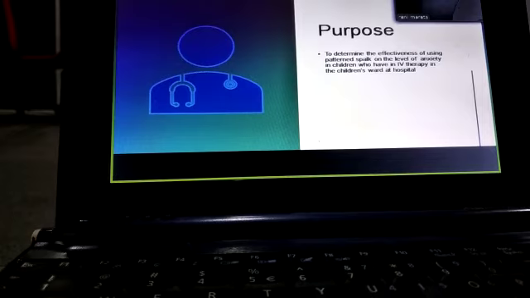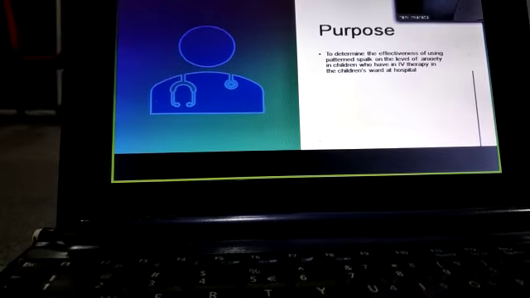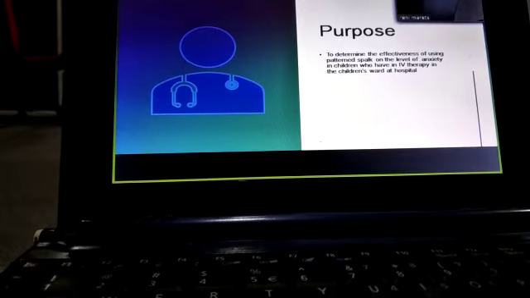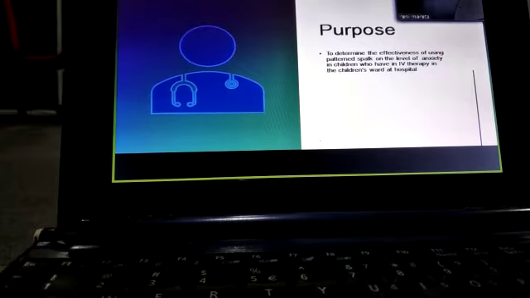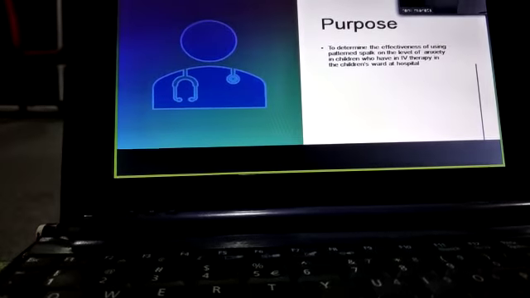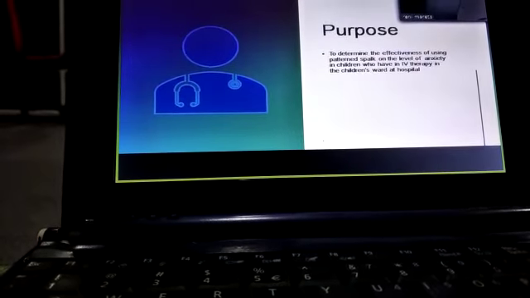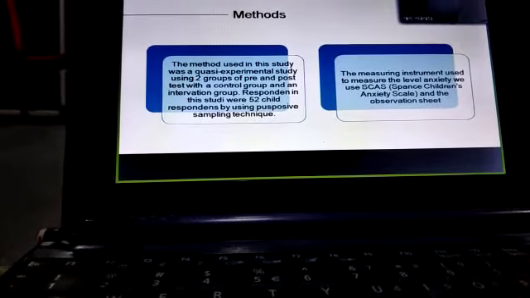The purpose of my research is to determine the effectiveness of using pattern spalk on the level of anxiety in children who have intravenous therapy in the children's ward in a hospital. The method of this study.